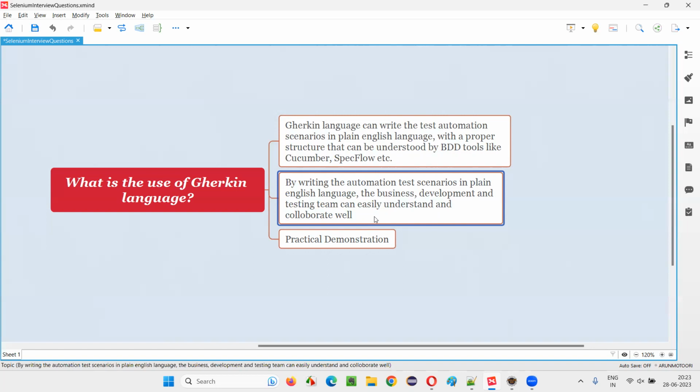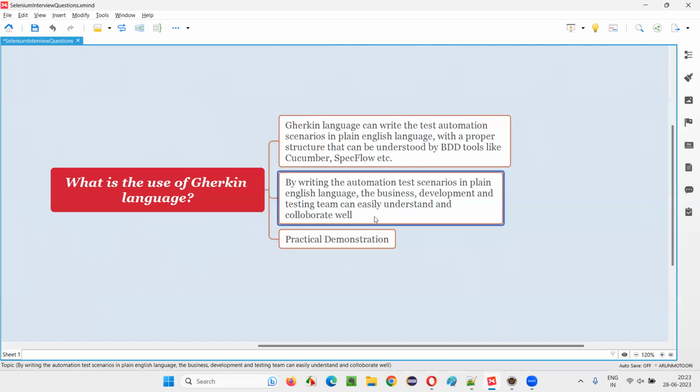So earlier, without this Gherkin language, if the test automation scenarios are written in some programming language that business team cannot understand, there is a gap, a communication gap. That business team cannot enter into this area where automation engineers are creating the test automation scenarios in some code, in some programming language that business team cannot understand, so they cannot comment.